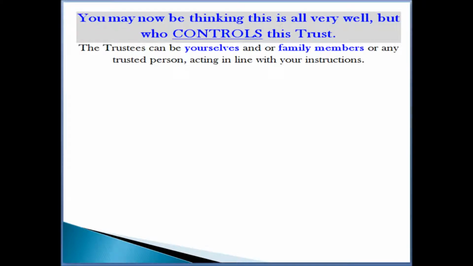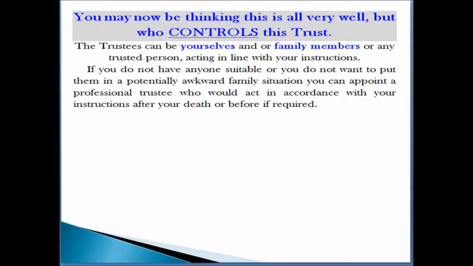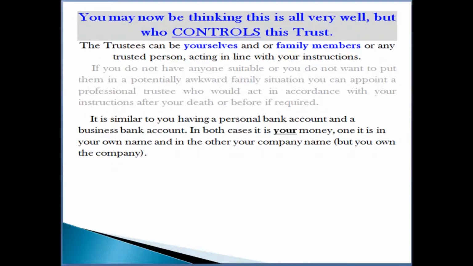The trustees can be yourselves and/or family members, or any trusted person acting in line with your instructions. If you do not have anyone suitable, or if you do not want to put them in a potentially awkward family situation, you can appoint a professional trustee who would act in accordance with your instructions after your death or before if required. It is similar to you having a personal bank account and a business bank account. In both cases, it is your money. In one, it is in your own name, and in the other, your company name, but you own the company.